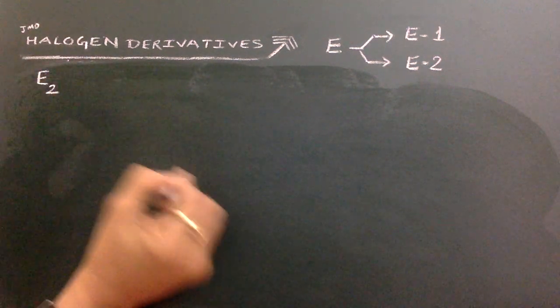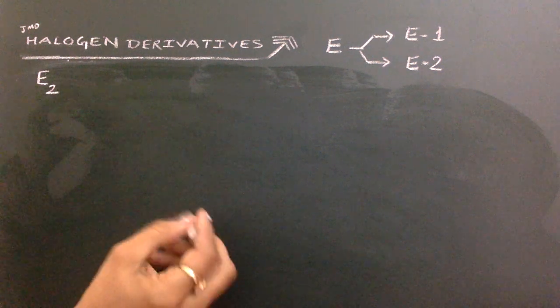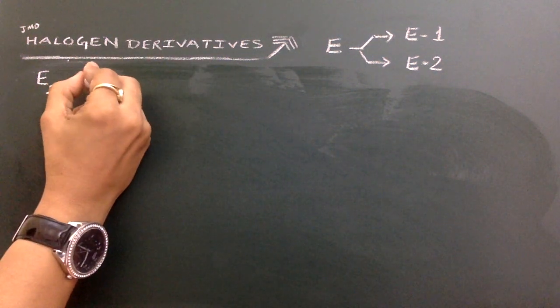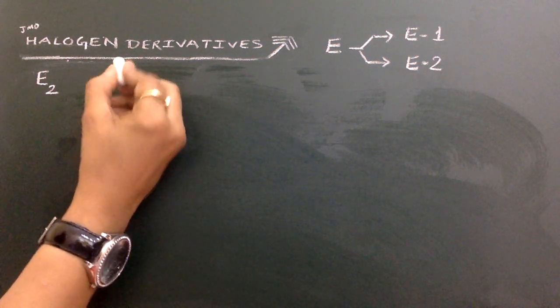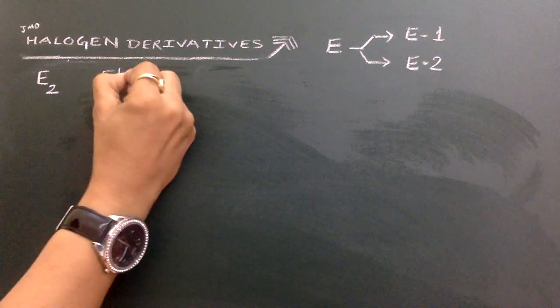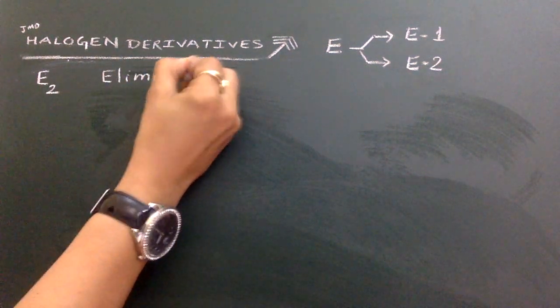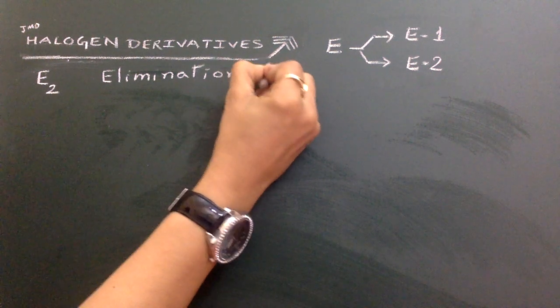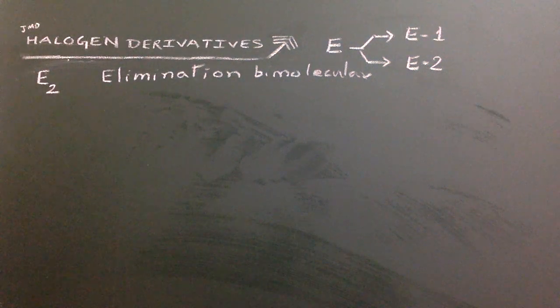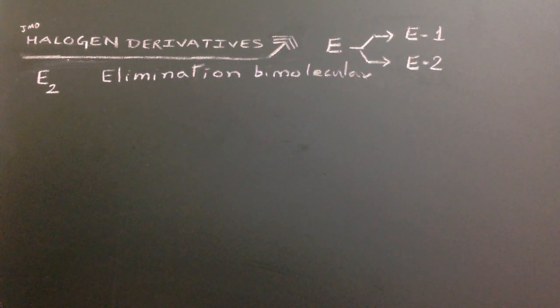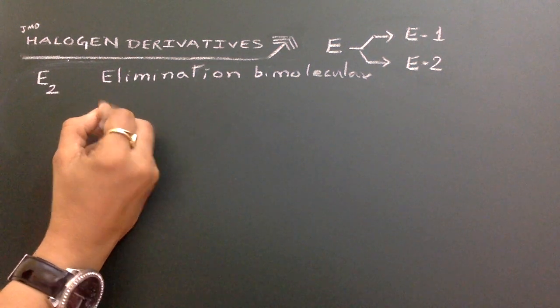Next, E2 elimination. You should be very alert in the class. Now the E2 type reaction. Students, here E2 stands for elimination bimolecular reaction, because the rate of this reaction will depend on the molar concentration of both the alkyl halide and the base. Let us look at an example.